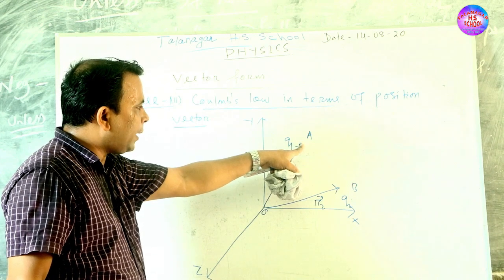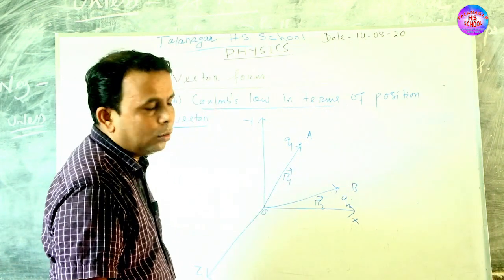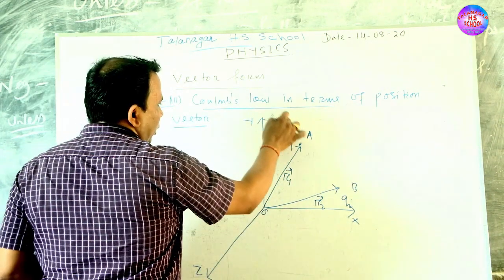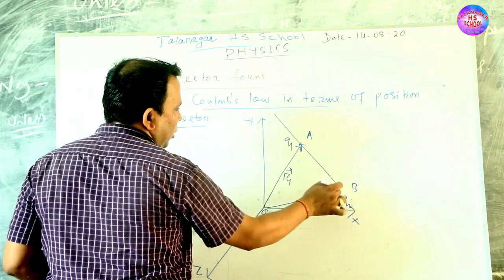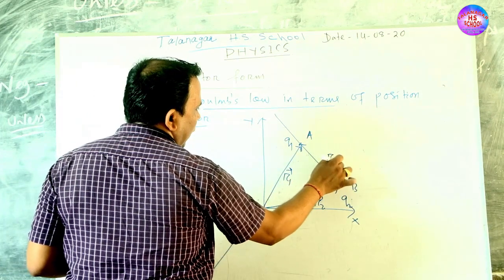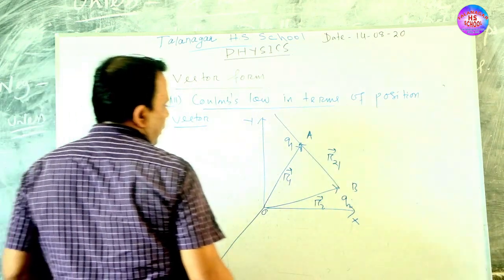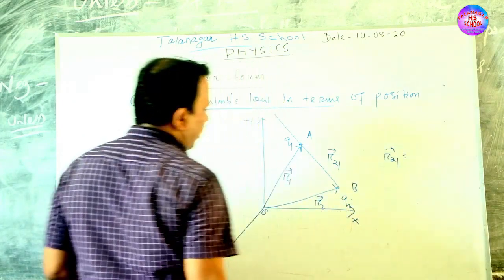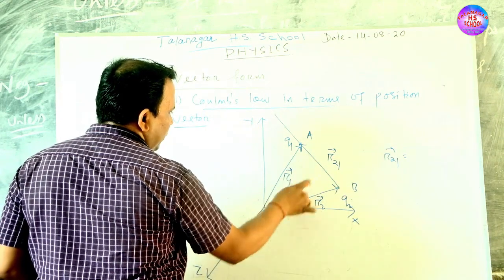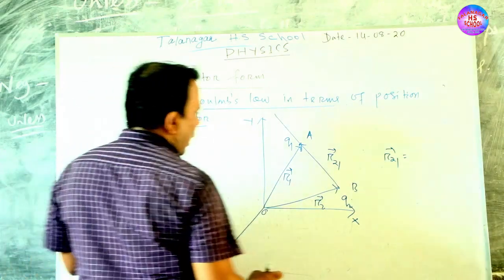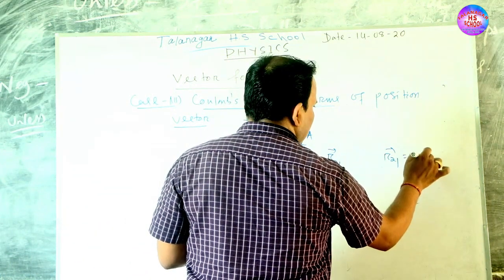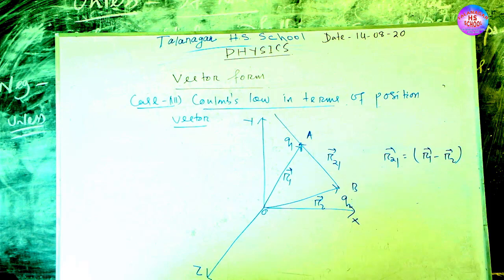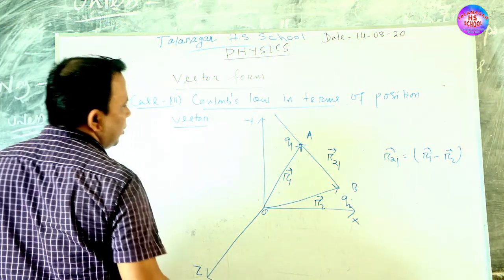Now the force acting on the charge q1 due to q2. The line joining q2 to q1 is r21. By the triangle law of vector addition, two sides of the triangle are in the same order and this one is in the opposite order, so r21 is equal to r1 vector minus r2 vector.